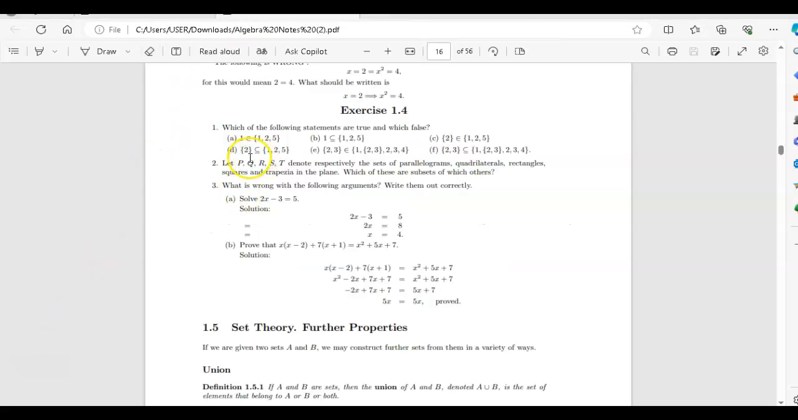Another way of thinking about it is that a subset means: does that set have a number that is also in the other set? So if we say the set {2} is a subset of 1 to 5, the element 2 has to be in that, so therefore it is true.